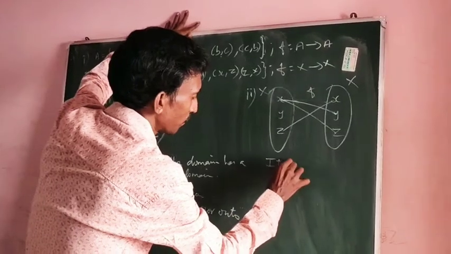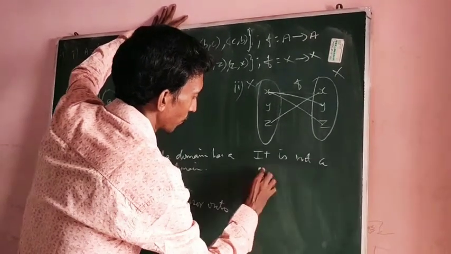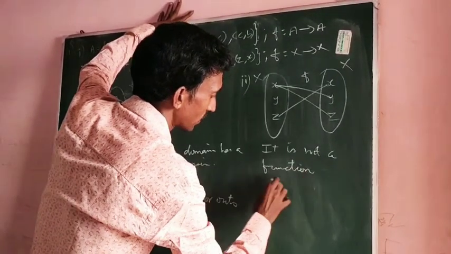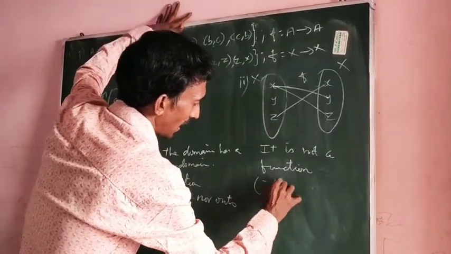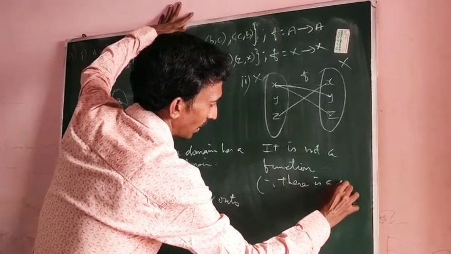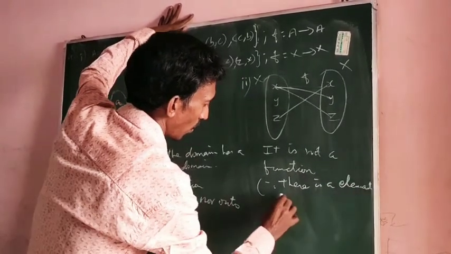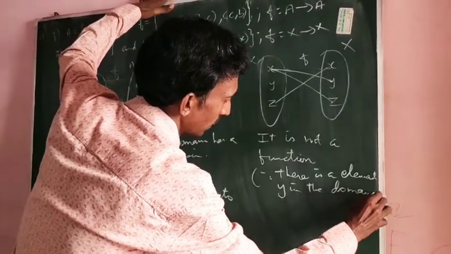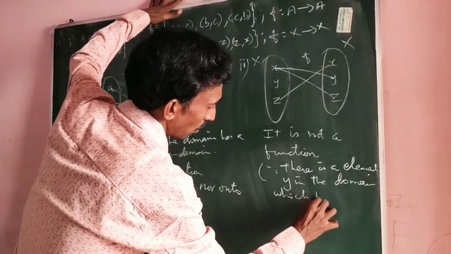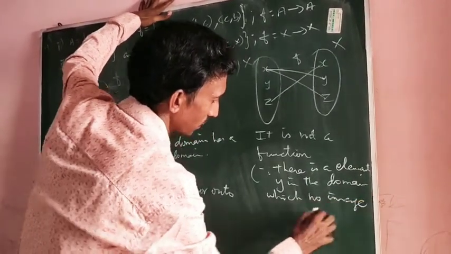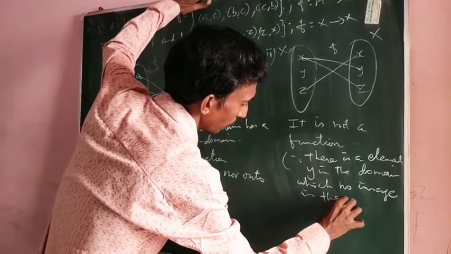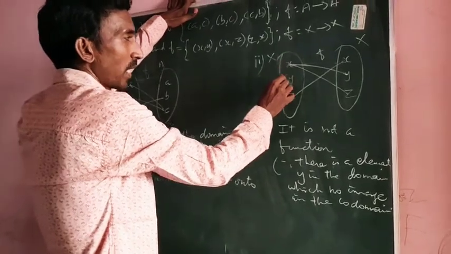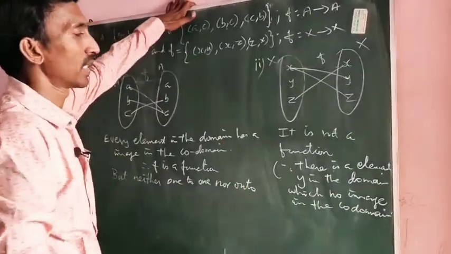It is not a function since there is an element y in the domain which has no image in the codomain. Element y has no image in the codomain, therefore it is not a function.